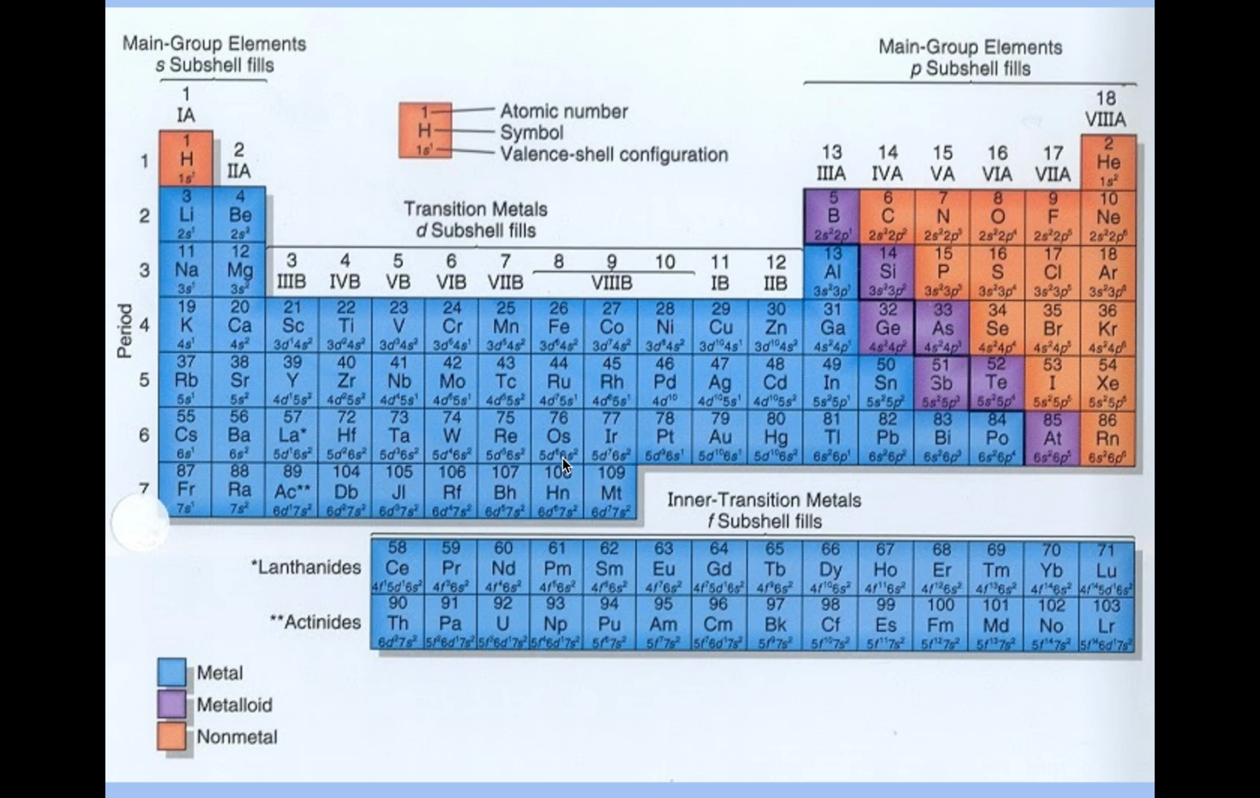I also want you to notice that the main group elements are lettered and numbered 1A, 2A, 3A, 4A, 5A, 6A, 7A, 8A. The transition metals are numbered B: 3B, 4B, 5B, 6B, 7B, 8B, and then these are considered 1B, 2B.